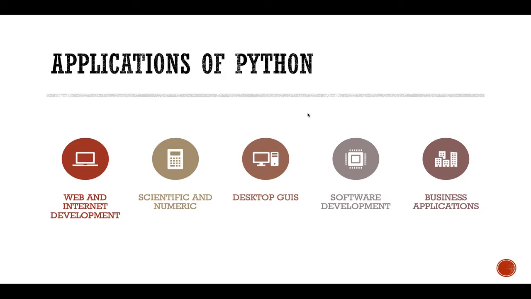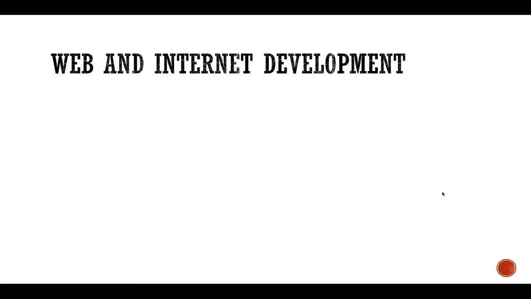First one is web and internet development, then scientific and numeric applications, then desktop and GUIs, software development, and business applications. So these are the major categories of applications of Python. Now let's browse them one by one. First one, web and internet development.